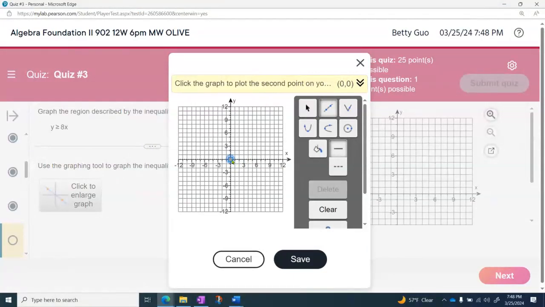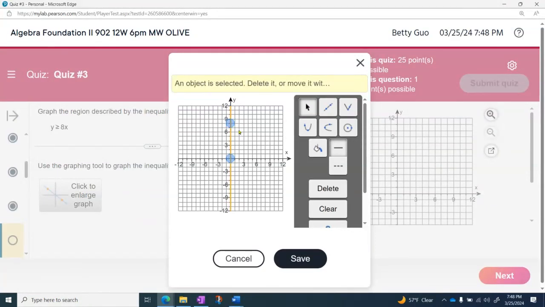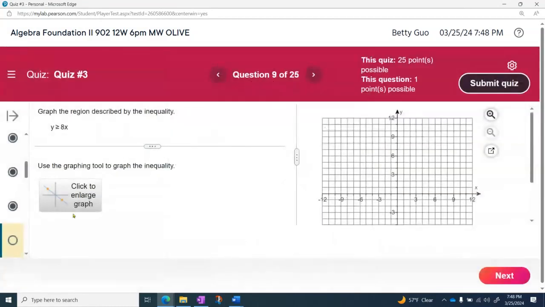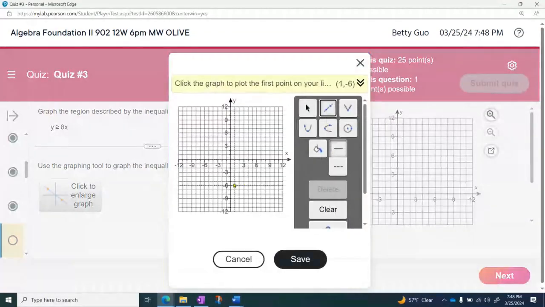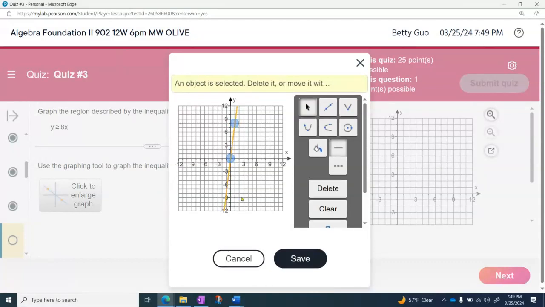Rise over run is 8/1, so rise 8: 6, 7, 8. No, that's not what I want. Do it again. This is the origin. Go up 8, go over 1, rise over run. 6, 7, 8. And that's the boundary. Did I draw the boundary solid, right? It's correct because it's greater than or equal to.